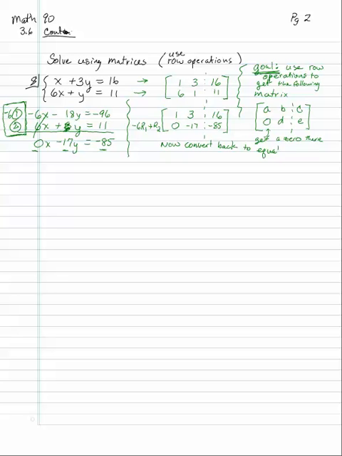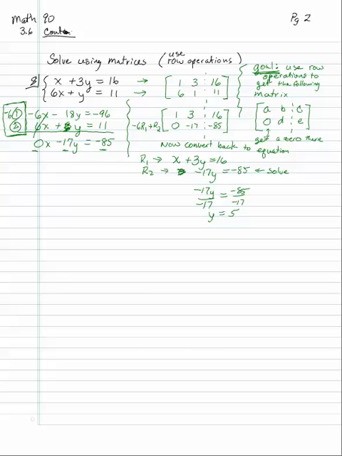So if I take that system and convert it back to equations, row 1 is 1x plus 3y equals 16, and row 2 is 0x, which just goes away, minus 17y equals negative 85. And now we're going to just solve like it was the elimination technique, because we eliminated x. We're going to solve this equation. So negative 17y divided by negative 17, negative 85 divided by negative 17. So y is 5.